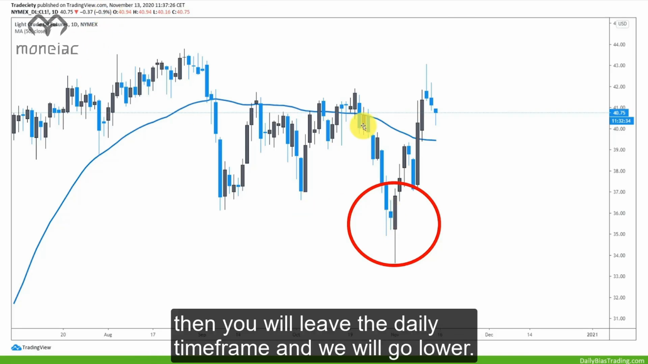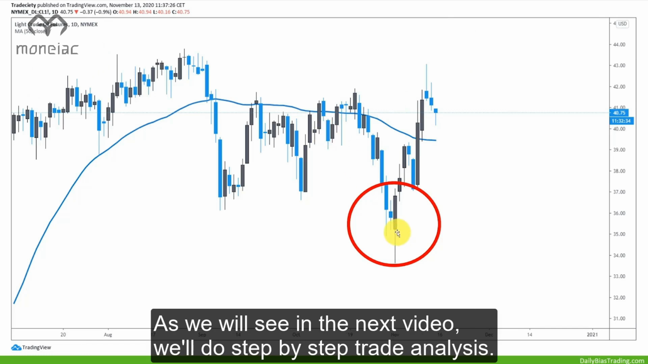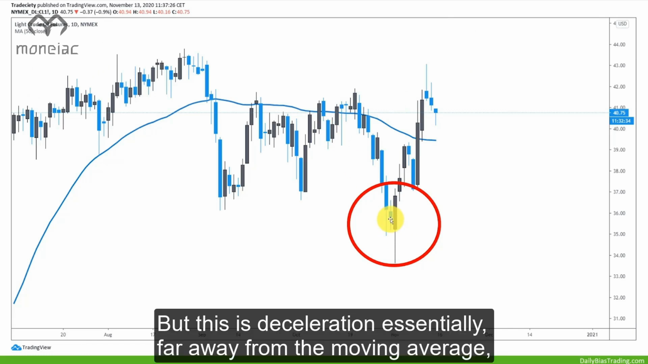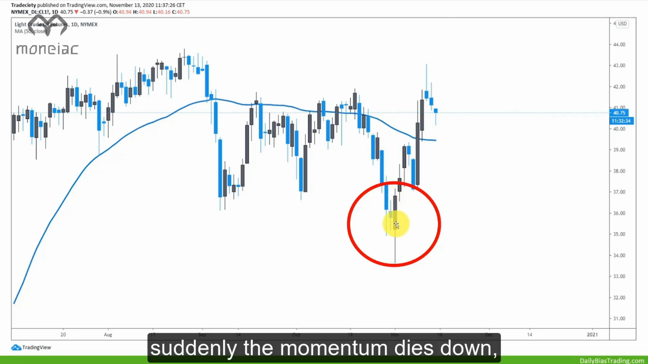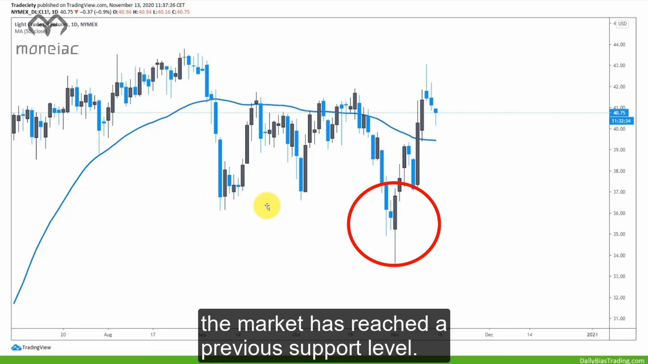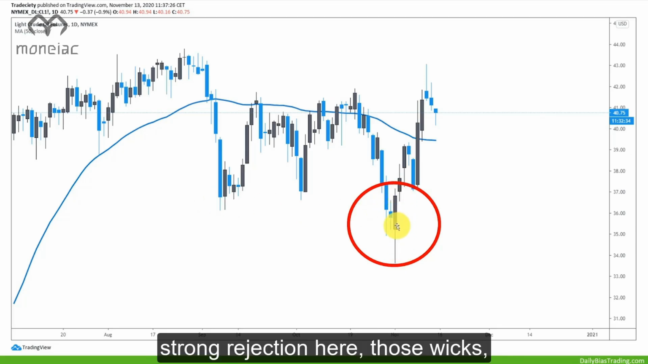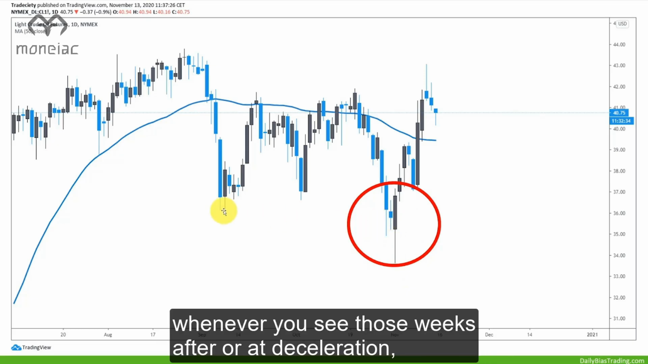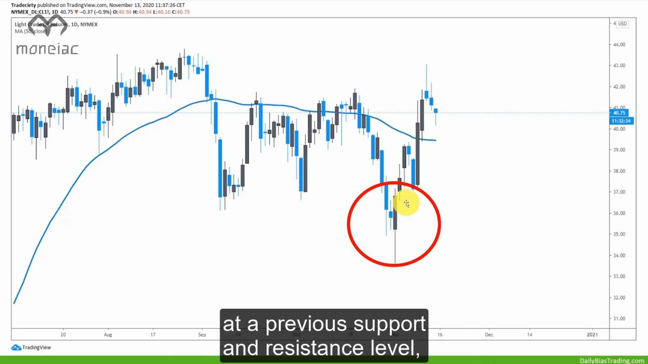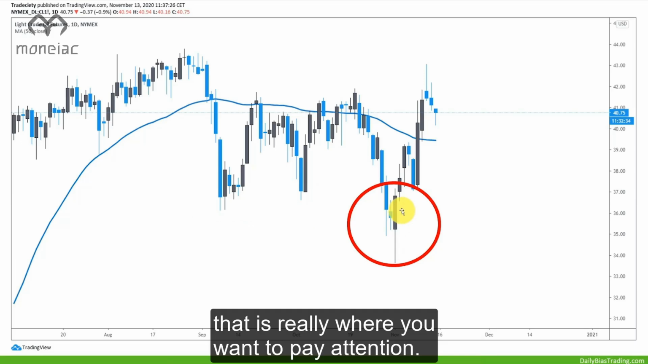And once we have found deceleration, once you've seen this small candle, then you will leave the daily time frame and we will go lower, as we will see in the next video, where we'll do step-by-step trade analyses. But this is deceleration essentially, far away from the moving average. Suddenly the momentum dies down, the market has reached the previous support level, and then the next candle you see, it doesn't get any better than this, a strong rejection here. Those wicks, whenever you see those wicks after or at deceleration, at a previous support and resistance level, that is really where you want to pay attention.